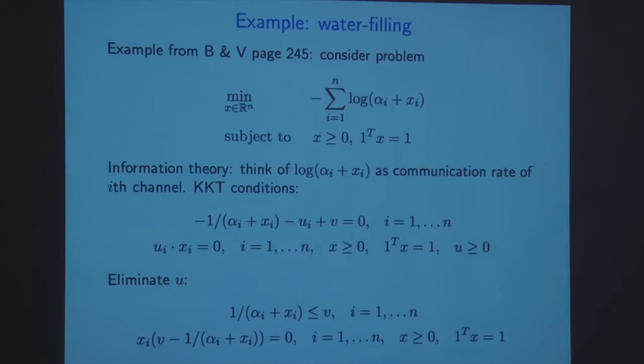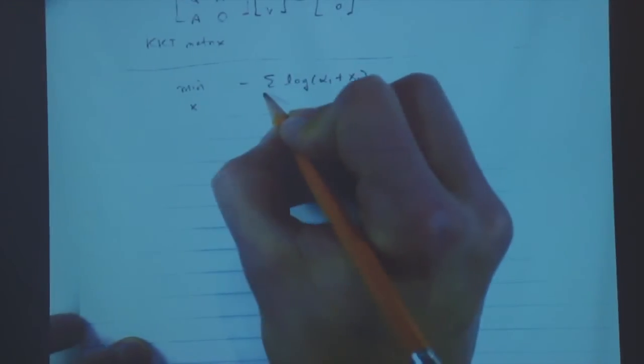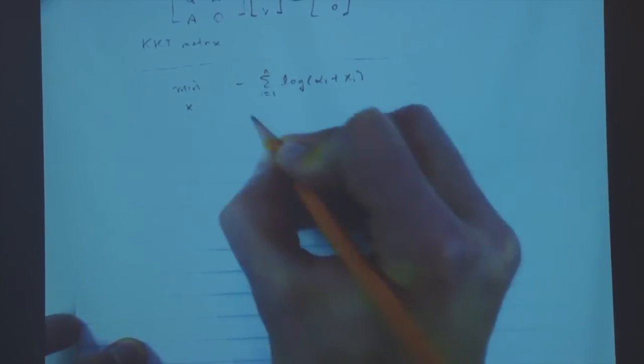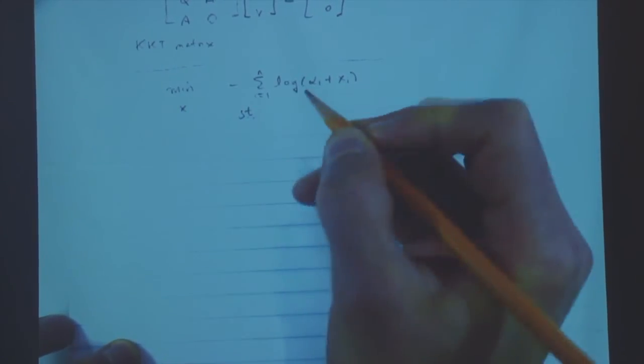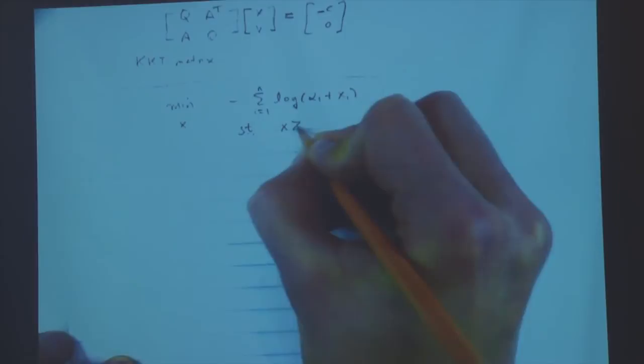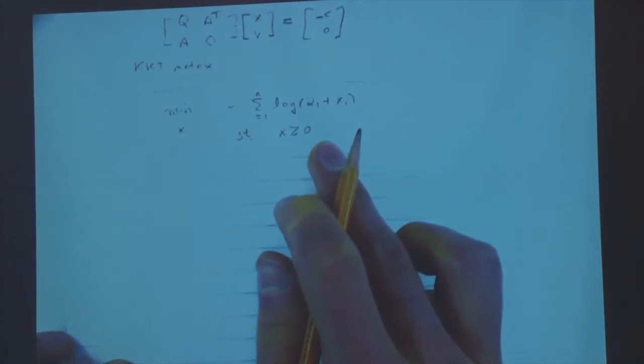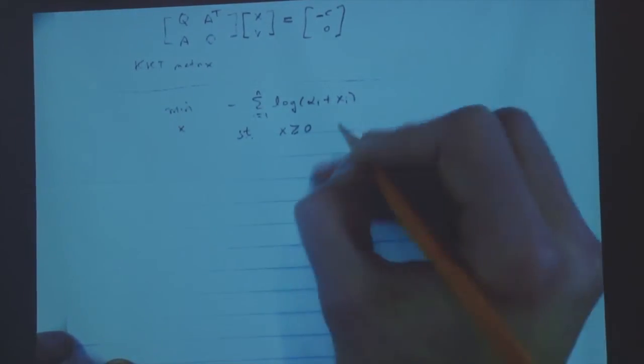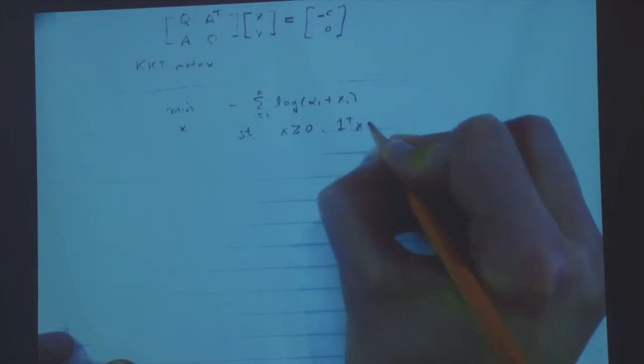Minus the sum of log of alpha_i plus x_i. Alpha_i here is a constant. These are given to us. Subject to x lying in the probability simplex. So x, think of it as a vector of weights. They're all non-negative, and they sum to 1.